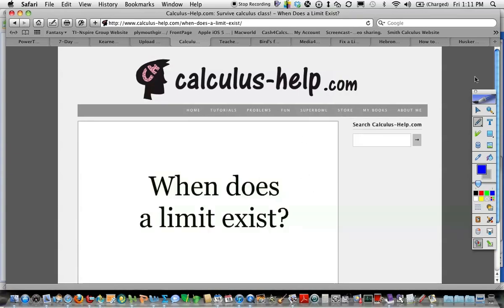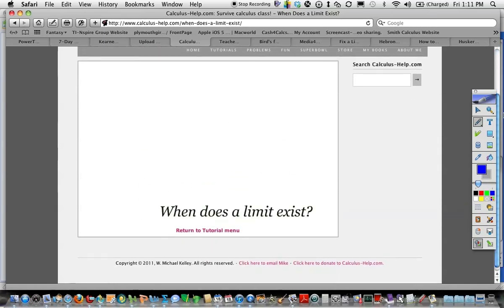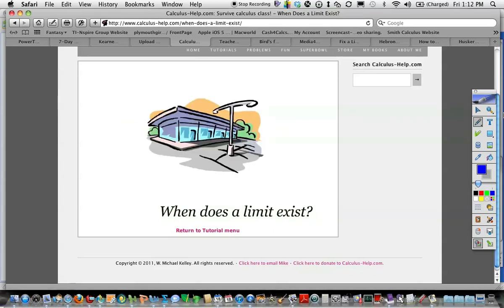Now you have some idea of what a limit is, and we need to talk about when a limit exists. To illustrate my point before we get started, let's set up an example. Let's say you and a friend are going to meet for dinner. This is a good way to think about it: you're meeting at a diner that's centrally located between the two of you.